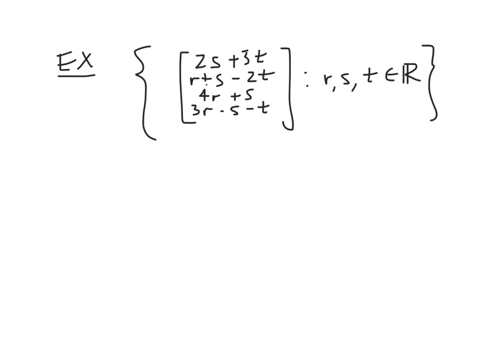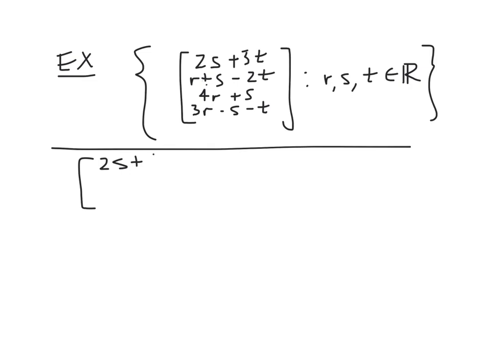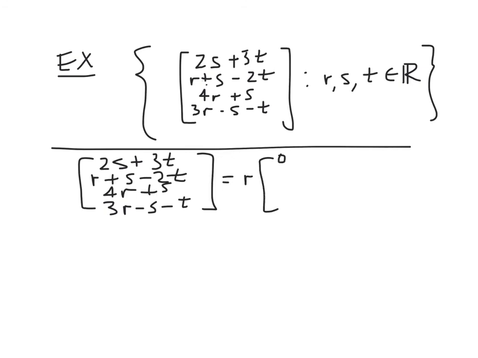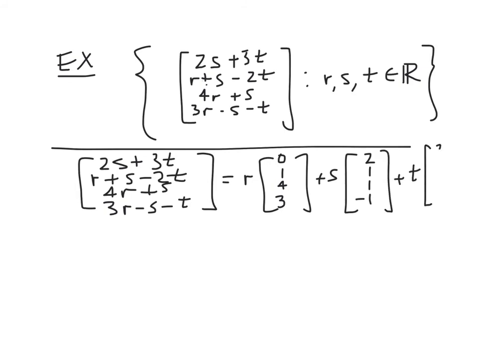Okay, now you've had time to do that. What we do is it's really quite simple. We take this set of vectors and we need to break it up so that it's equal to some span of other vectors. So what we can do is break it up into vectors that involve the s, the r, and the t. So the r part is 0, 1, 4, and 3. The s part involves 2, 1, 1, negative 1. And the t part involves 3, negative 2, 0, negative 1.